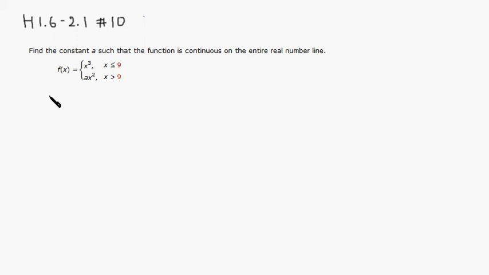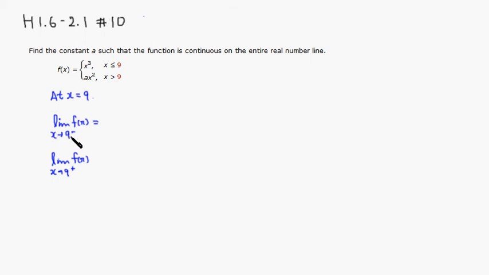So what we need to do is, we will only worry about x equals 9, right? So we have to make sure that the limit exists, right? So in order for the limit to exist, we have to look at the limit of this function f of x as x approaches 9 from the left, and also the limit of this function as x approaches 9 from the right, right? So let's consider that, right?